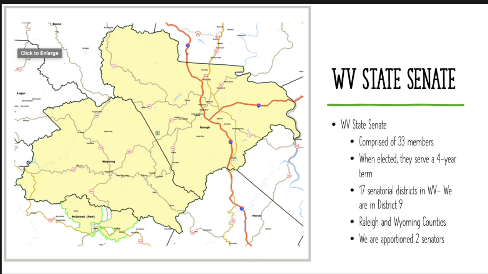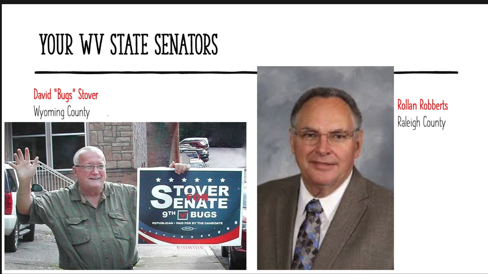All right? So, does anybody know who our West Virginia state senators are? We have 2 that represent us where we live. Anybody know one? Okay. The Wyoming and McDowell County one, who just won election, is Bugs Stover. His name's David. Everybody calls him Bugs. You guys know Bugs? These are people that live in our community. It's not like they're superheroes. Maybe they are. I don't know.